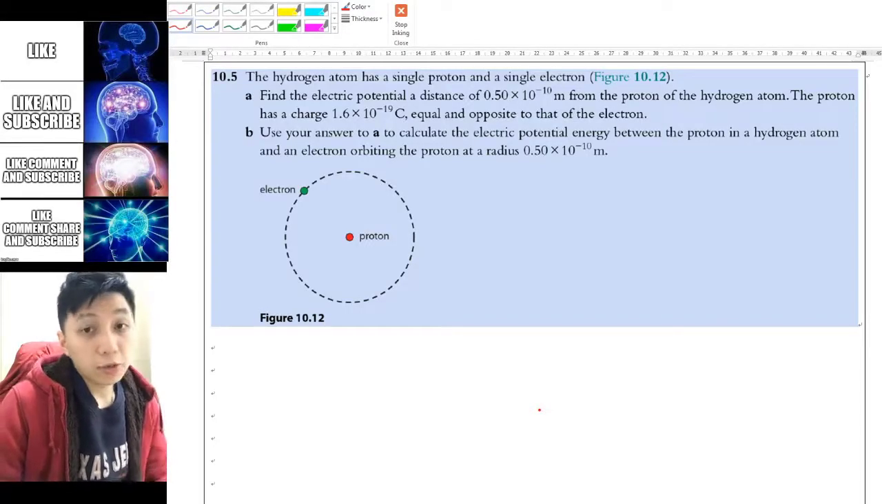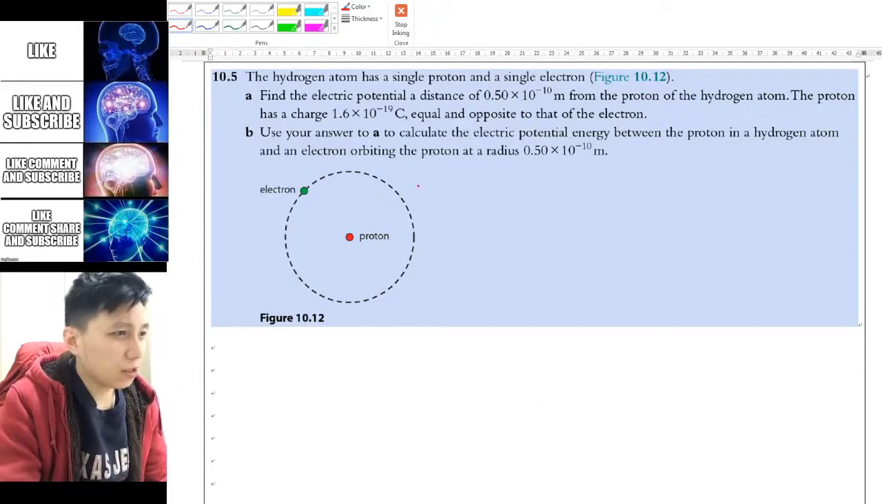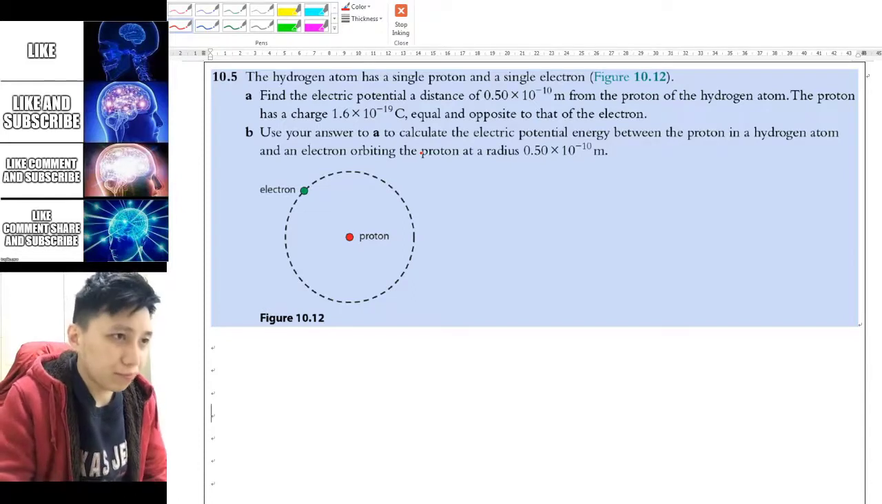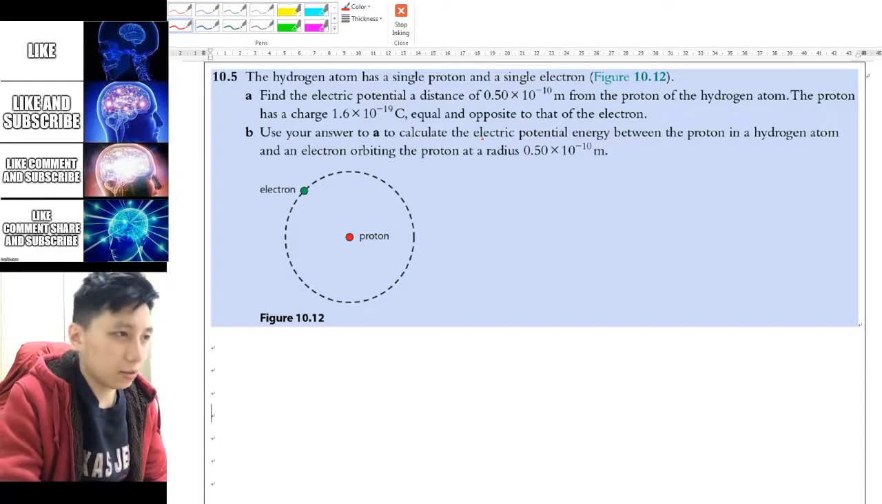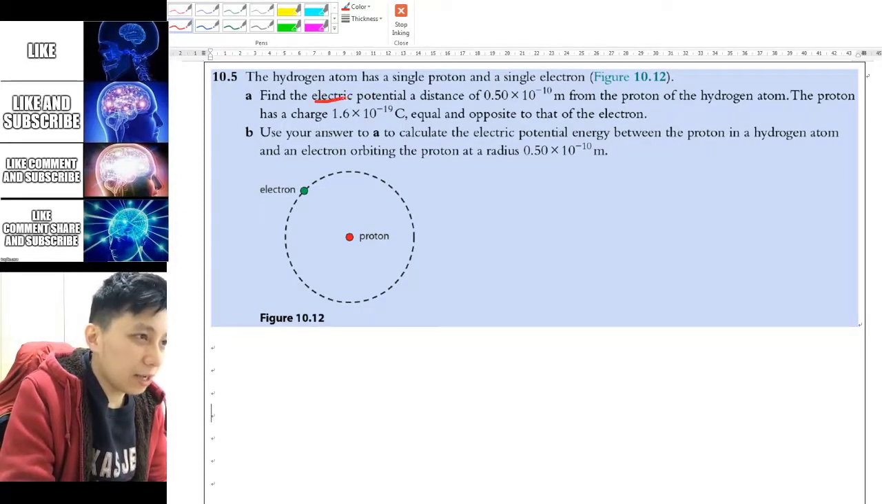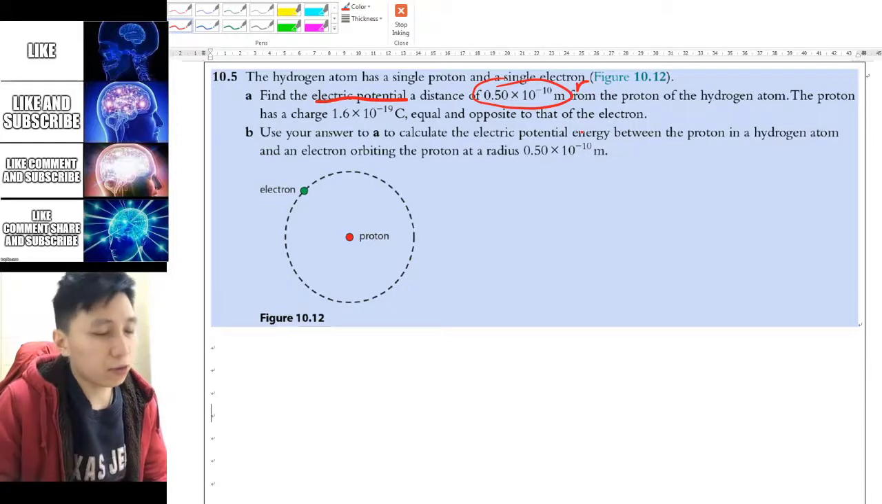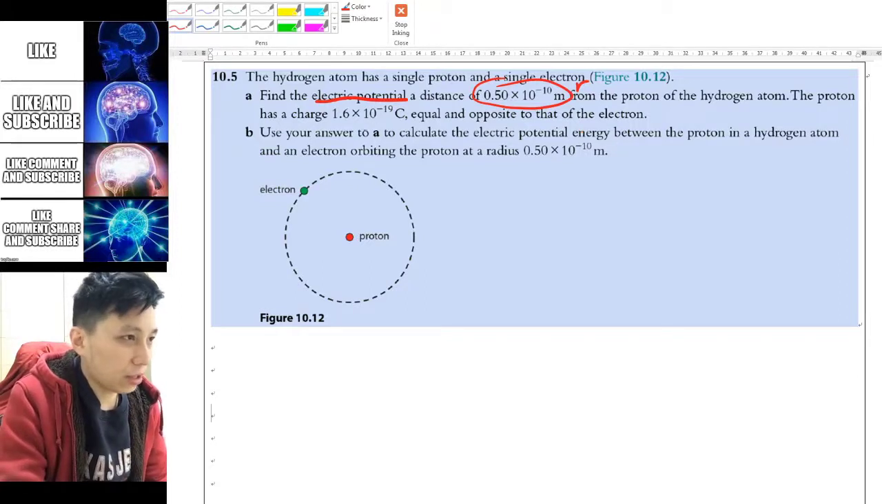A few moments later. Okay, to me this question is a bit disappointing because when I look at the picture, I thought it's something to do with circular motion, but it actually doesn't. It's just simply asking you electrical potential, and they have given you the distance, so I'll put an R here because that is something we are going to substitute into the equation later.